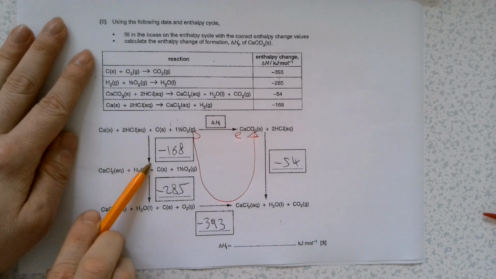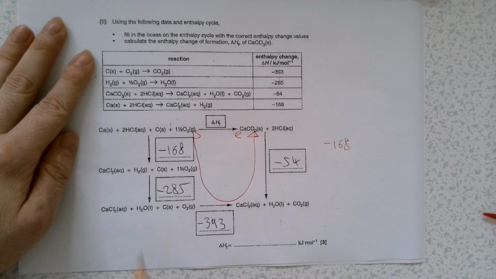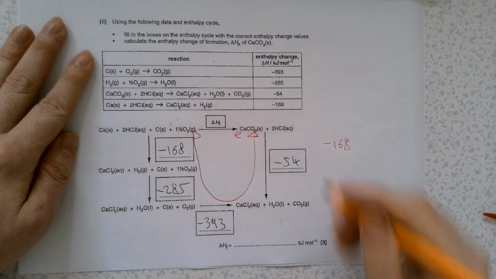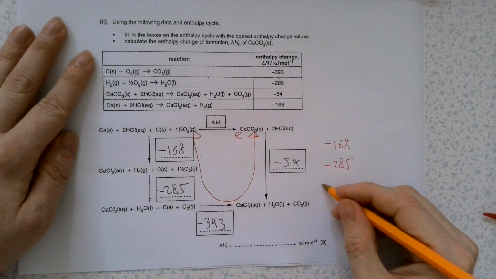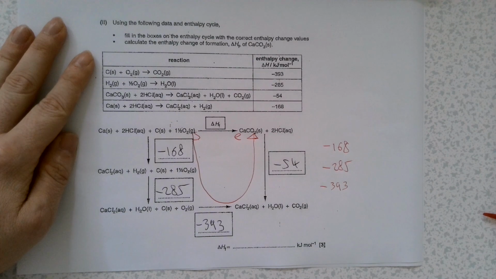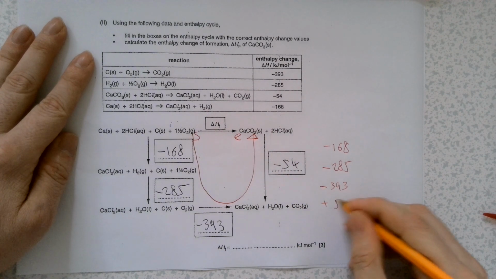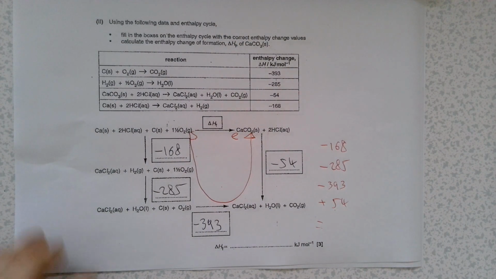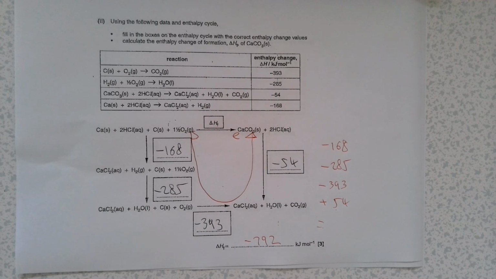So I'm going with the arrow here, so I'm going to keep that sign the same. So it's minus 168. I'm going with the arrow here. Look, my arrow goes in the same direction as this arrow. So that's minus 285. I'm going with the arrow here. So that's minus 393. And I'm going against the arrow here. Look, my arrow goes this way. This arrow points down. So I need to flip the sign to plus 54. We're going to bang all that in a calculator, and that comes to minus 792. So that would be my answer there.